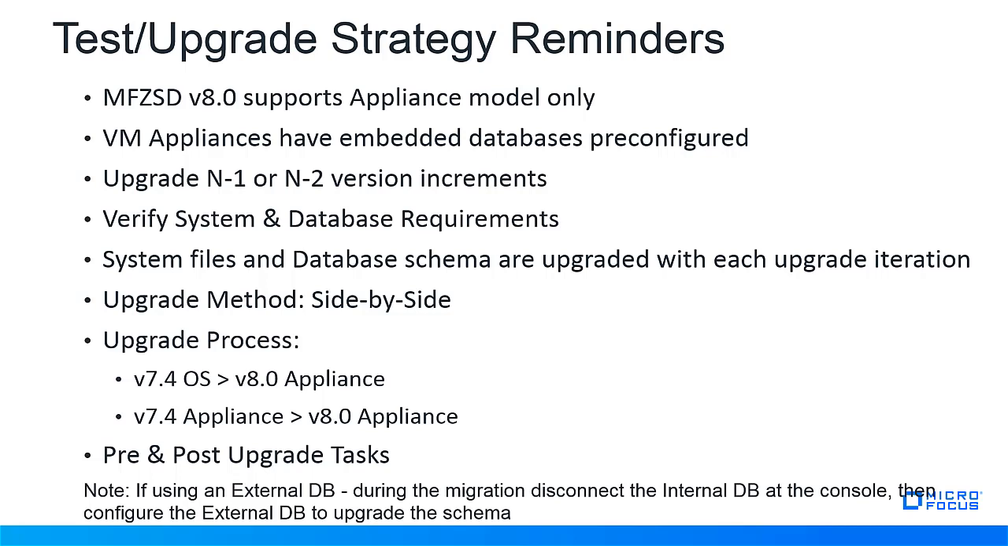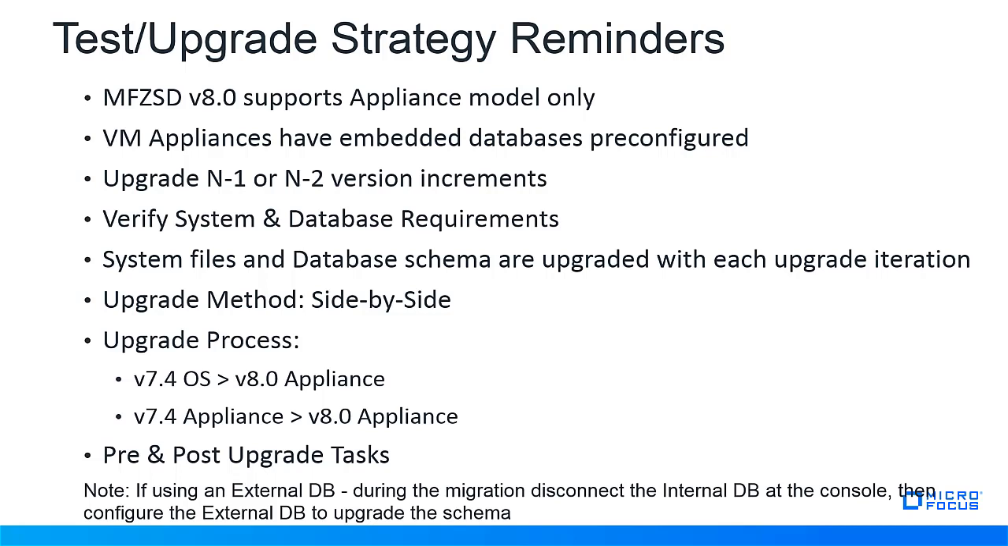Verify the system and database requirements. System files and database schema are upgraded with each upgrade iteration. The upgrade method is side-by-side. And the upgrade process for version 7.4 would either be an OS with 7.4 installed on it to a version 8.0 appliance, or a version 7.4 appliance to an 8.0 appliance. And then pre and post upgrade tasks must be completed.